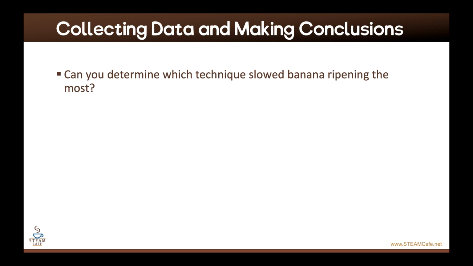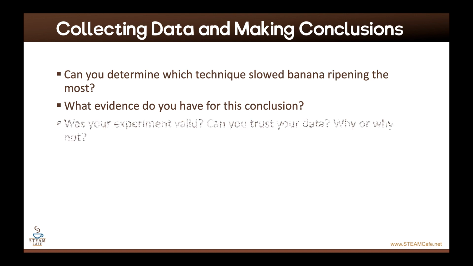So, can you determine what techniques slowed banana ripening the most? What evidence do you have for this conclusion? And notice these things go in the meta map, right? Under explanations and things like that. Was your experiment valid? Can you trust your data?